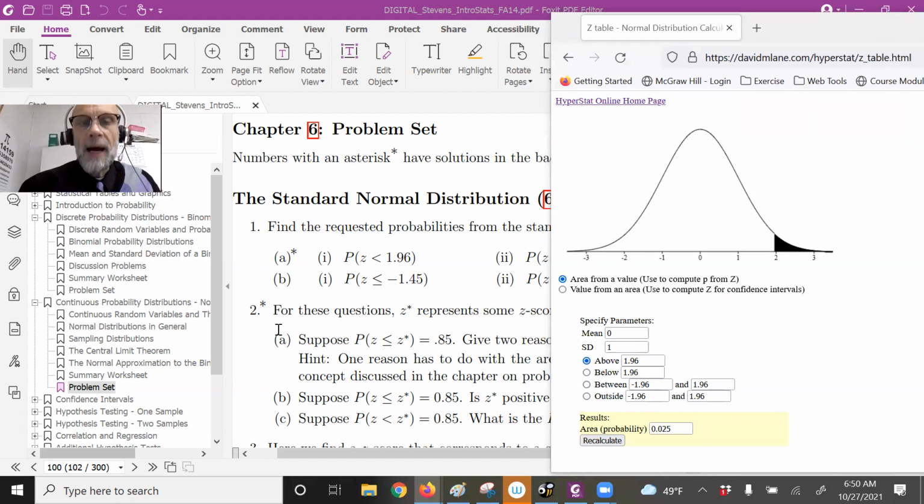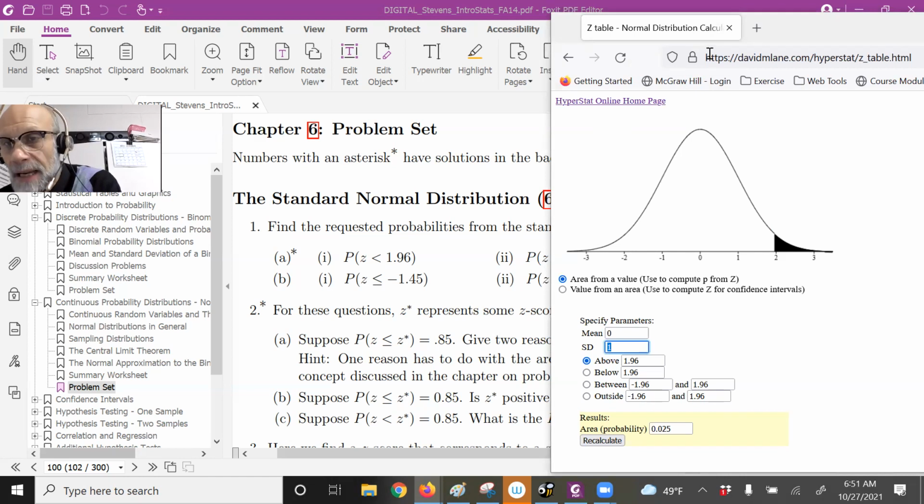Okay, so I want to find the probability the z-score is less than 1.96. So not the z-score, but the percentage of the distribution, the percentile, that's less than a z-score of 1.96, or less than 1.96 standard deviations above the mean. It's above the mean because it's positive. Because this is the standard normal curve, the mean is 0, the standard deviation is 1.